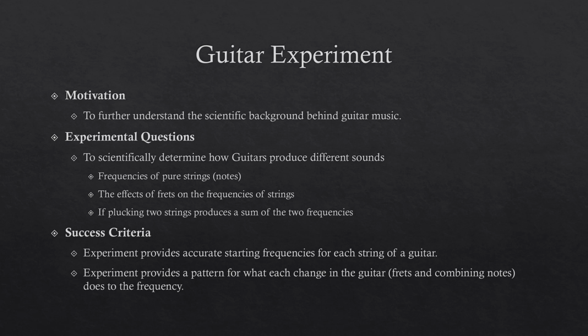So the success criteria for this test were if the experiment provided accurate starting frequencies for each string on the guitar, and then if the experiment provided a pattern for what each change in the guitar, such as using frets or combining the notes, does to the frequency.